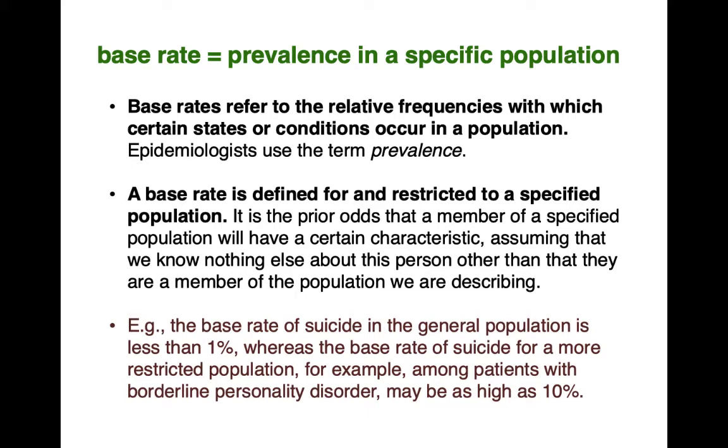It is the prior odds that a member of a specified population will have a certain characteristic, assuming that we know nothing else about this person other than that they are a member of the population we are describing. For example, the base rate of suicide in the general population is less than 1%, whereas the base rate of suicide for a more restricted population, for example, among patients with borderline personality disorder, may be as high as 10%.